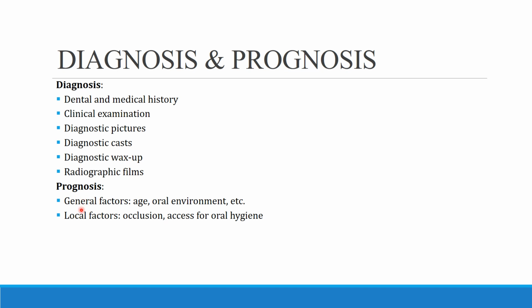Prognosis then will give you general factors and what has to be considered: the age and the oral environment, local factors such as occlusion and the oral hygiene status, and again the other factors which were discussed, guys. Okay. So these all have to be taken into consideration. Yes, you can write in detail for each of the following.